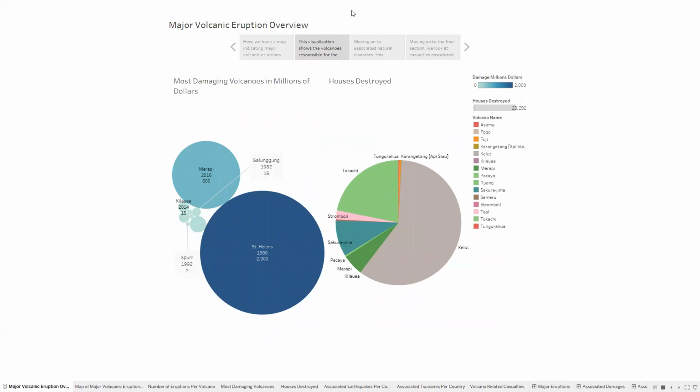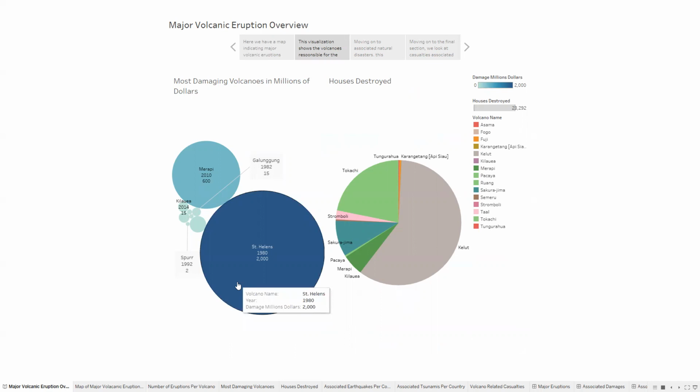So I'm going to start with the bubble chart on the left, where we're going to be discussing the damage in millions done by the volcanoes. In the following chart, you can see the bubbles decrease in size by the amount of damage that they created in millions. St. Helens volcano was in 1980 and it had about $2 billion worth of damage.